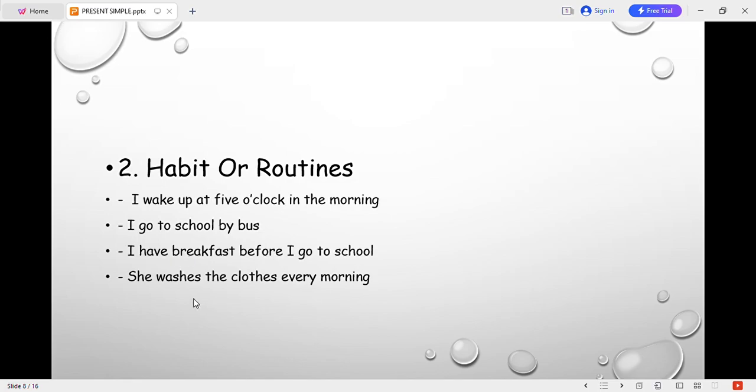Habitual action. And she washes the clothes every morning. So an activity that is always done by the subject she is washing the clothes every morning, not every afternoon or every night, but every morning. So this daily routine, habitual action of washing the clothes every morning, is always done by the subject she.